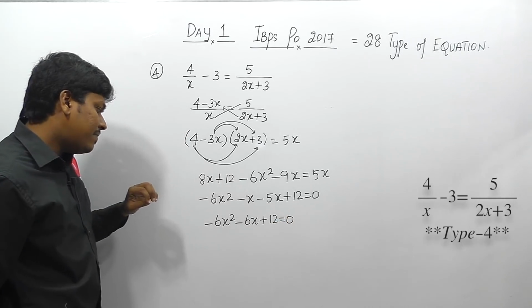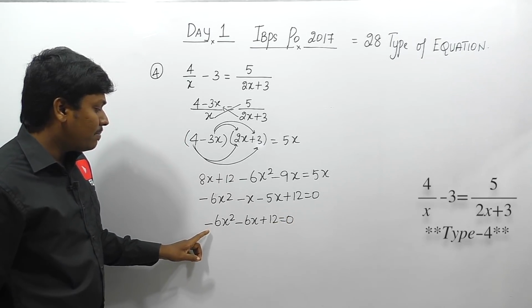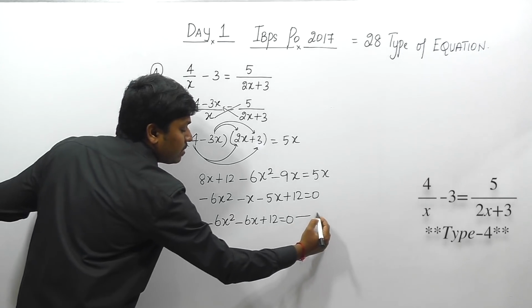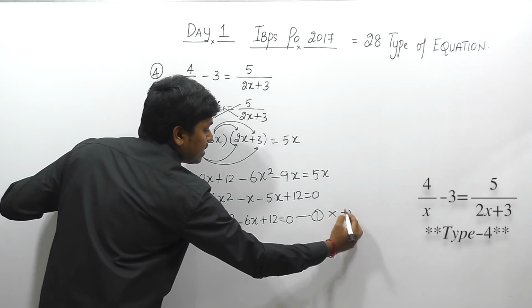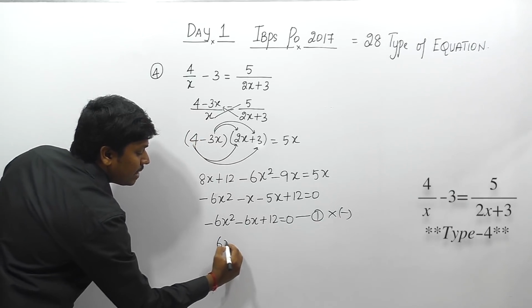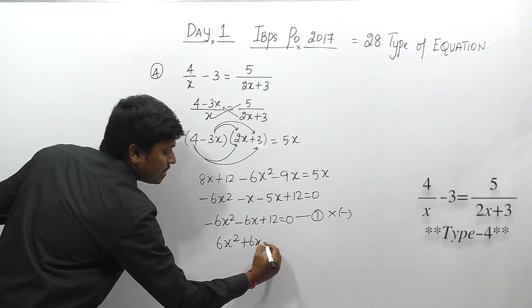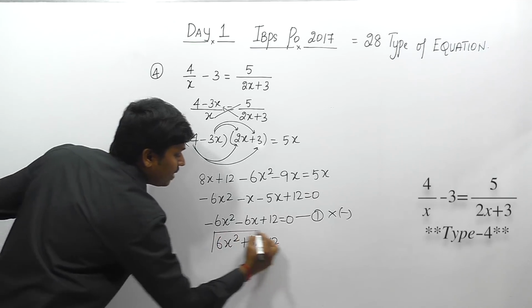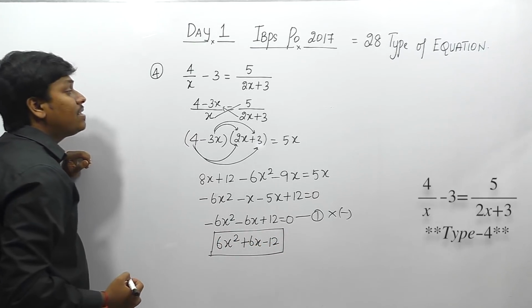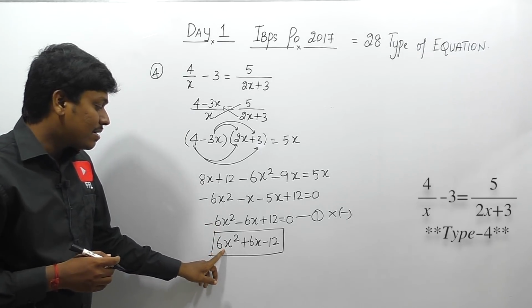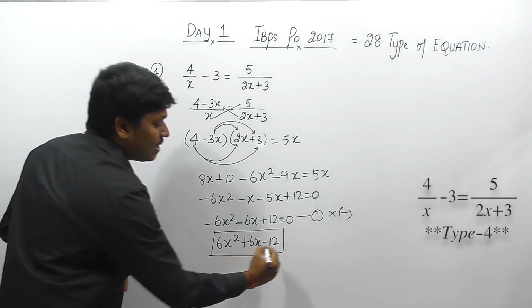Let me multiply this equation by minus so that it becomes a proper quadratic equation. So completely I am going to multiply this equation by minus. Minus 6x square becomes 6x square, minus 6x becomes plus 6x, and here it is plus 2, and it becomes minus 12. So finally we converted the given equation into a proper quadratic equation, that is 6x square plus 6x minus 12 is equal to 0.